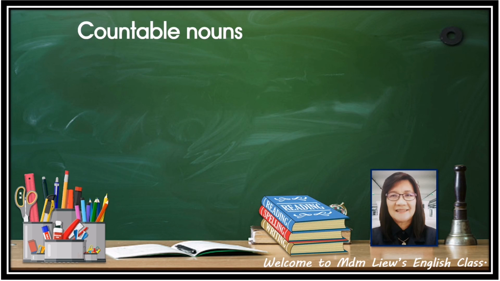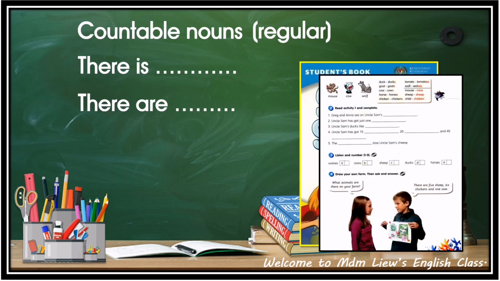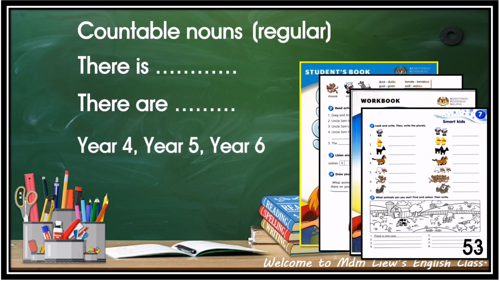Today we are going to learn the first part of countable nouns in the regular form and also the usage of the phrases there is and there are with the countable nouns in the beginning of a sentence. You can find this lesson combined with the irregular nouns in Get Smart Plus 3 student book on page 67 and workbook on page 53. Basically, this lesson is very useful for all English language learners, especially for Year 4, Year 5, and Year 6 pupils.